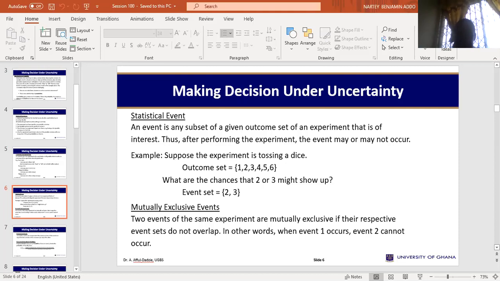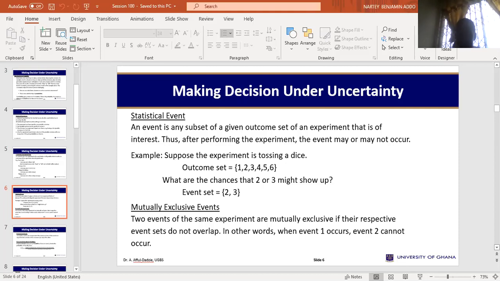So suppose the experiment is tossing a die, not a dice. The outcomes are said to be 1 to 6. What are the chances that 2 or 3 might show up? So 2 or 3 are the event.